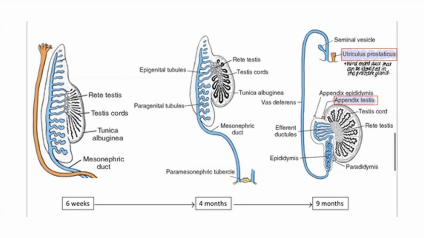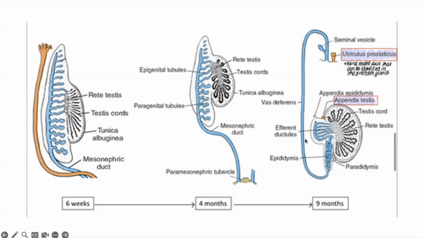Apart from that, we also know about the epigenital tubules and the paragenital tubules. The epigenital tubules would join with the rete testis and the paragenital ones do not. And as the mesonephric duct continues to grow, at the entry of the efferent ductules you have a huge convolution of the mesonephric duct, which gives rise to our epididymis.